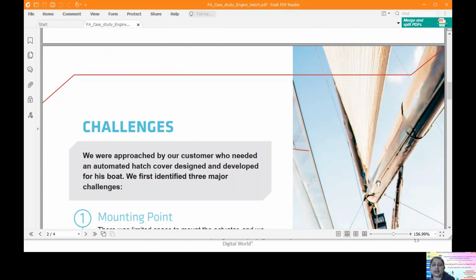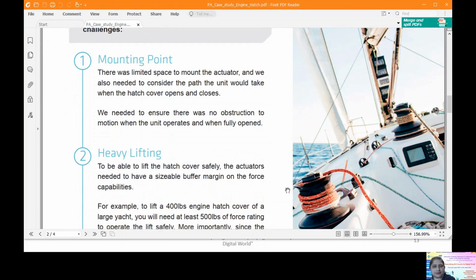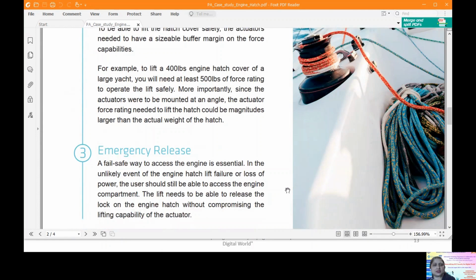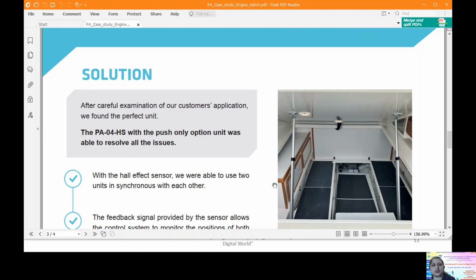So what are the challenges for this? We were approached by a customer who needed an automated hatch cover designed and developed for his boat. We first identified three major challenges: mounting points, heavy lifting definitely, and an emergency release. After careful examination of the custom application, we found the perfect unit, the APA04HS with the push only option, which was able to resolve all these issues.